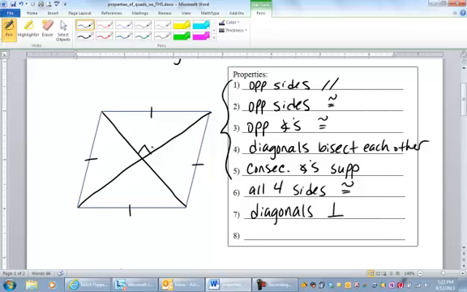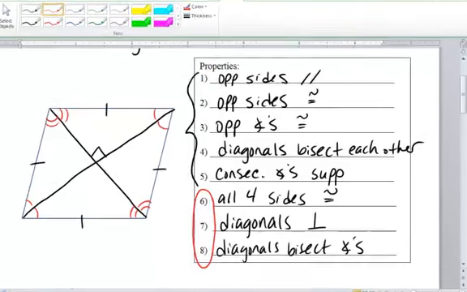And the last thing is that the diagonals bisect the angles. So we'll fill this in. What does that mean? That means that this angle is equal to this one, and this angle is equal to this one. So that angle is being cut in half. This angle equals this one. This angle equals this one. So those are the three new properties about a rhombus, and just keep in mind that the first five are the properties of a parallelogram.